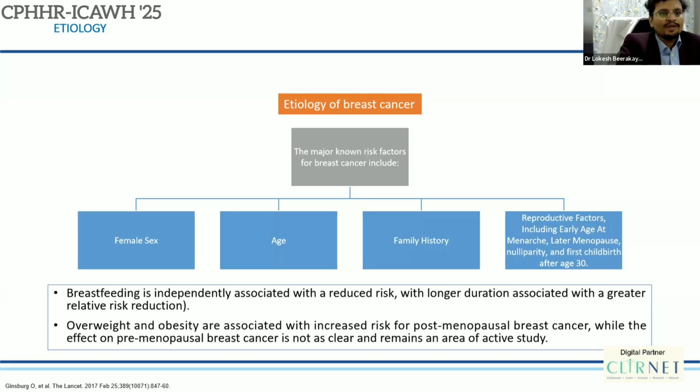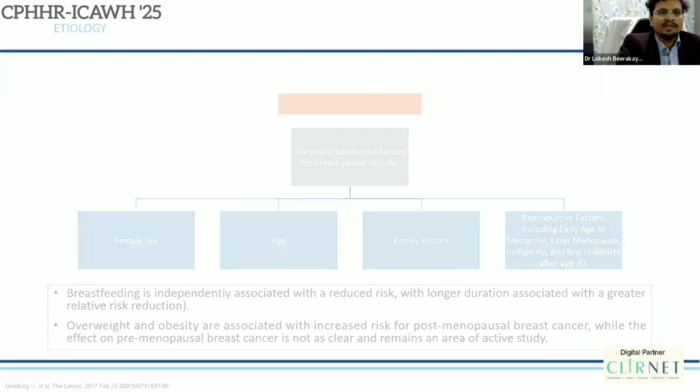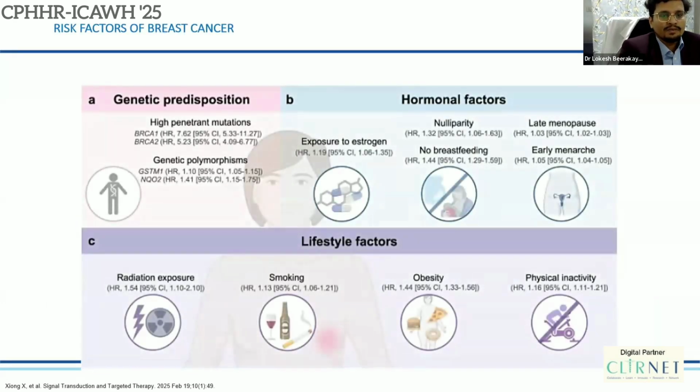Also, we know overweight and obesity tend to cause menstrual irregularities in women, causing PCOS or PCOD disease. So, there is a genetic predisposition, the hormonal factors, and various lifestyle factors, especially radiation exposure, smoking, obesity, and physical inactivity, all attributable with significant p values.